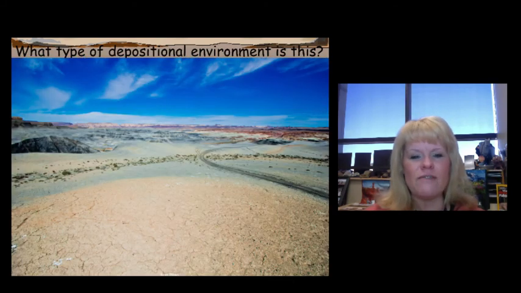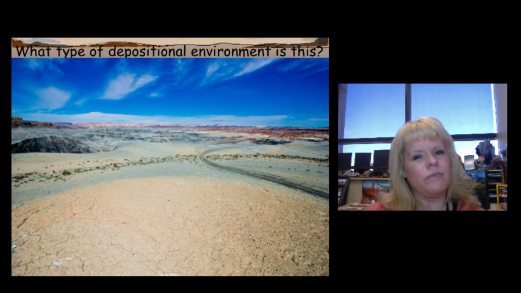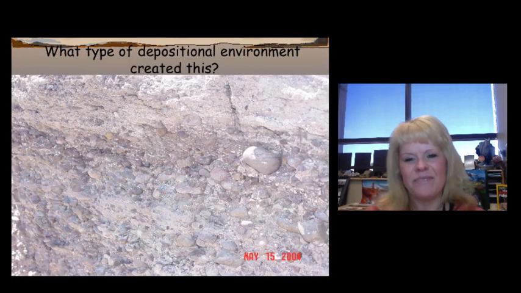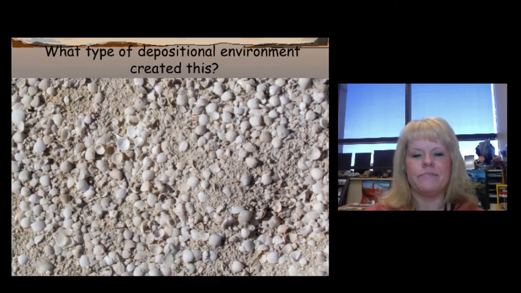What kind of depositional environment is this? Well, I see mud cracks. It looks very dry. I happen to know exactly where this is. By the way, this picture was taken by Brad Turner, who is a professor here. And this is a desert environment. What's the name for a desert environment? It begins with an E. Aeolian. What kind of environment created this? Not only is it fluvial, it is flash flooding.